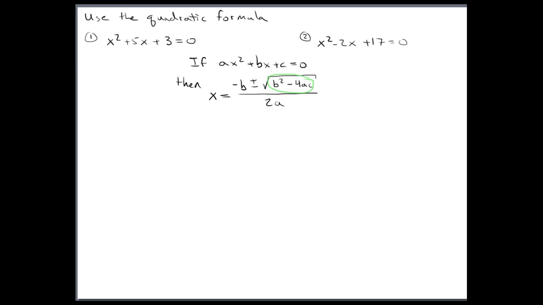Let's take a look at this problem 1 right here. A is going to be equal to 1, B is 5, and C is 3. So we'd have that x is equal to negative 5 plus or minus the square root of 5 squared minus 4 times 1 times 3, square root of all of that, divided by 2 times 1.